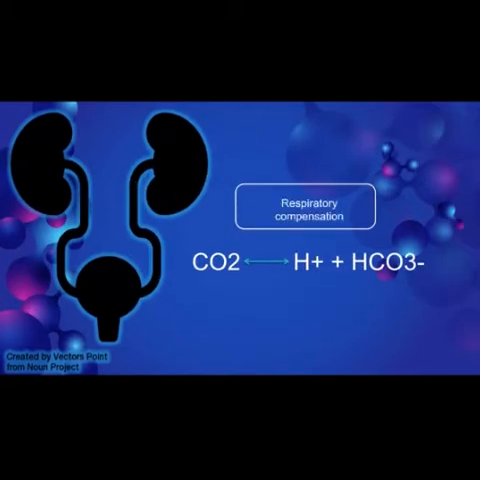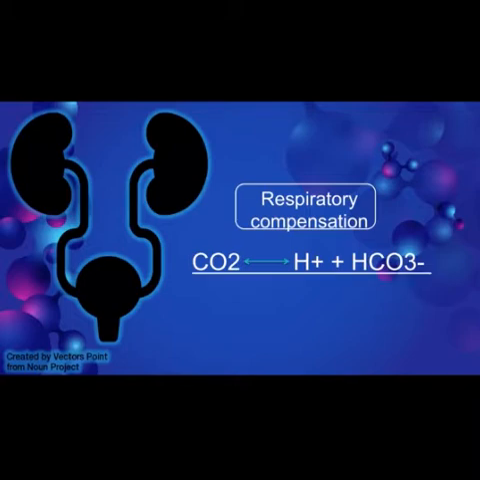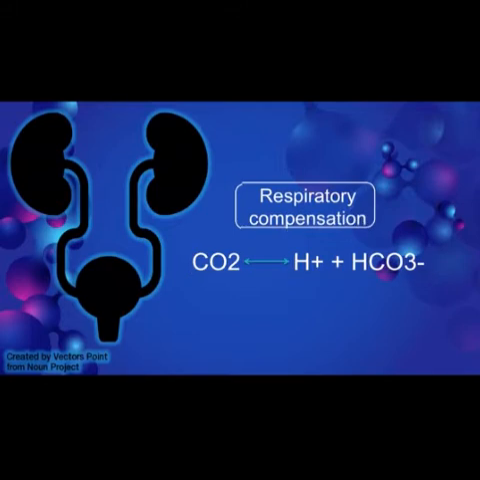Another mechanism is the respiratory compensation, the second line of defense. As you can see, this is the structure. When arterial hydrogen ions increase, the rate of breathing also increases, which in the structure moves to the left. When arterial hydrogen ions fall, pulmonary ventilation also decreases, which in the structure moves to the right.